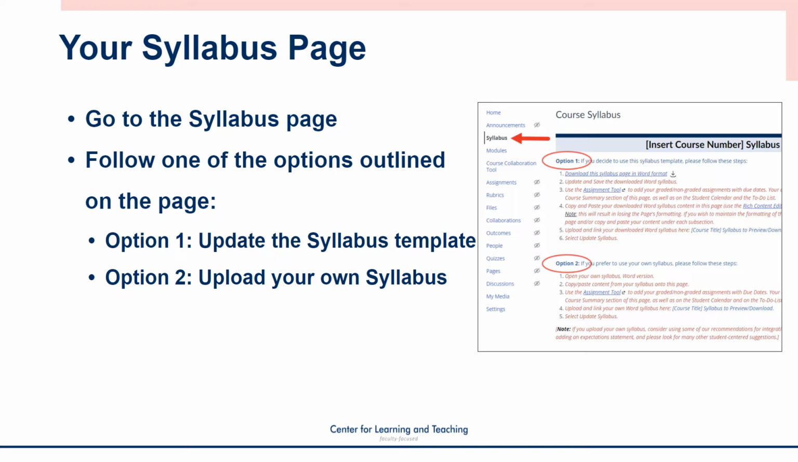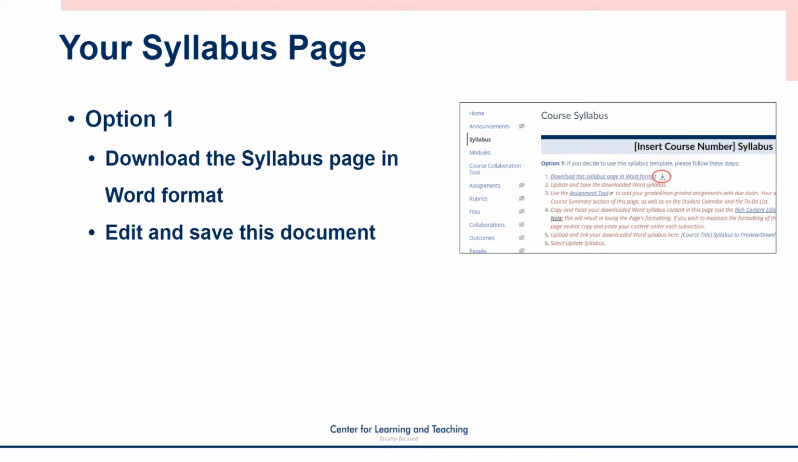On the template's syllabus page, you'll see two options. If you choose option 1, you'll adapt the syllabus template. If you choose option 2, you'll use your own syllabus document in Word format. For option 1, you'll adapt the syllabus template using your own information. Here's how.